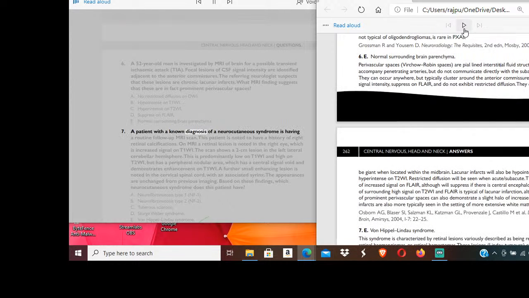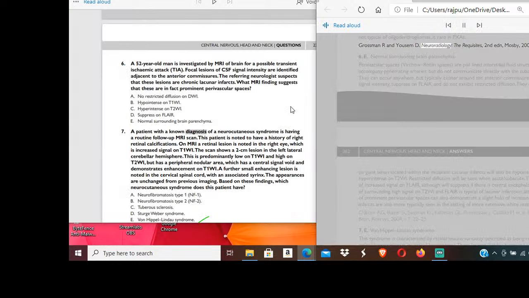7. A patient with a known diagnosis. Grossman R and Yousem D, Neuroradiology, The Requisites, 2nd ed. Mosby, 2003, pages 137–141.